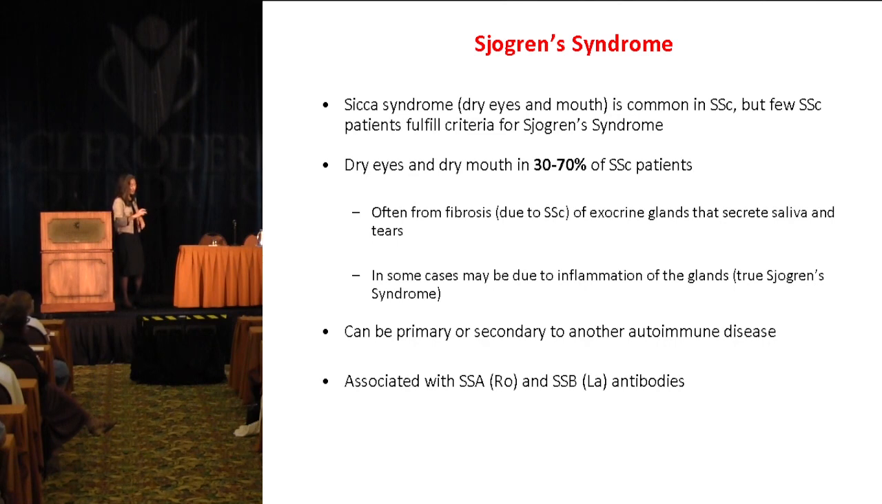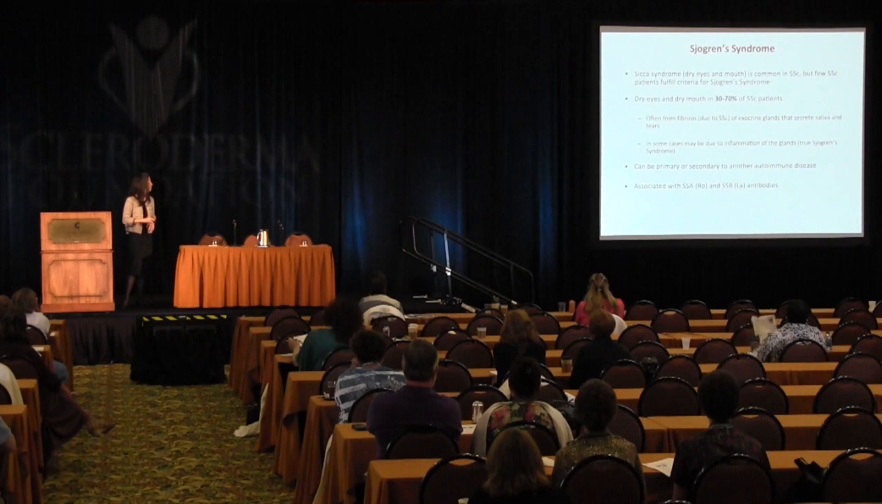Sjogren syndrome can be primary, or it can be secondary to another autoimmune disease. So Sjogren's is probably one of the most common overlaps we see in rheumatoid arthritis. I see Sjogren's a lot. Lupus, a lot of patients will have secondary Sjogren's. So it's something that we're always on the lookout for. The association is with autoantibodies SSA and SSB, also known as Ro and La.